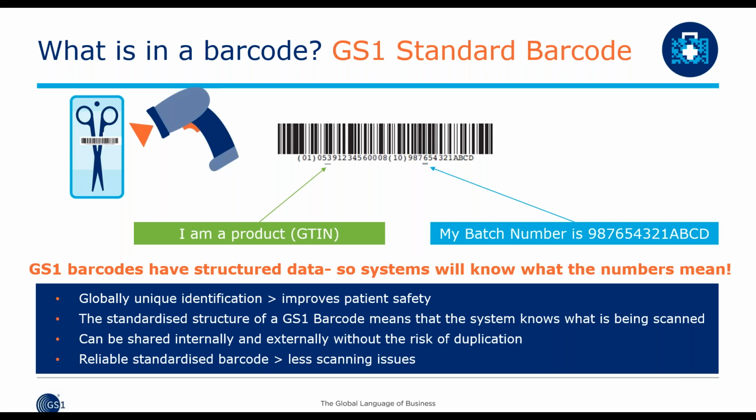But again, as the data in GS1 barcodes is structured, the system will know what the numbers mean. And this is because it is globally unique, so it improves patient safety. The standardized structure of a GS1 barcode means that the system knows what is being scanned. This information can be shared both internally and externally without the risk of duplication. And as it is a reliable and standardized barcode, there are fewer scanning issues.